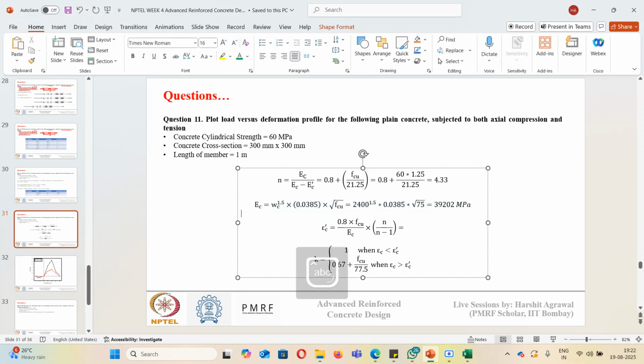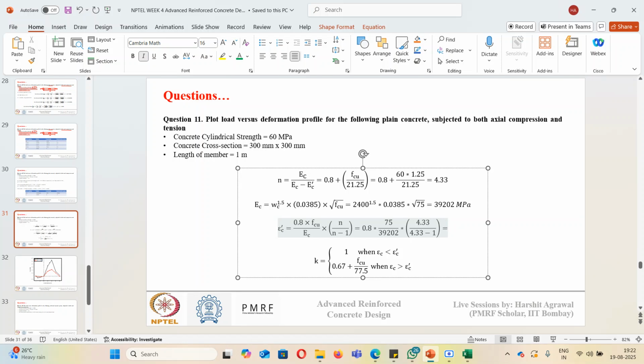Now we can calculate the peak strain of concrete. That will be 0.8 times 75 divided by 39202, times n upon n minus 1. So this will be 4.33 upon 4.33 minus 1.